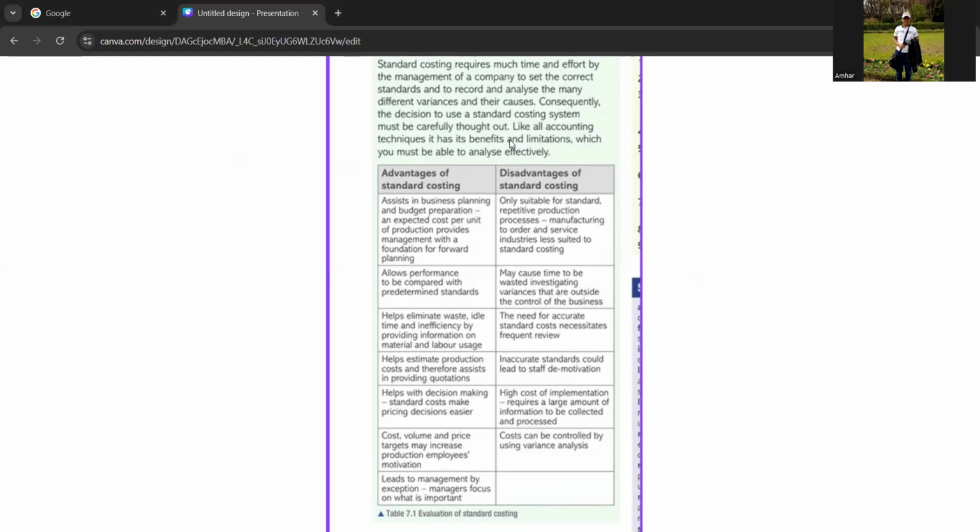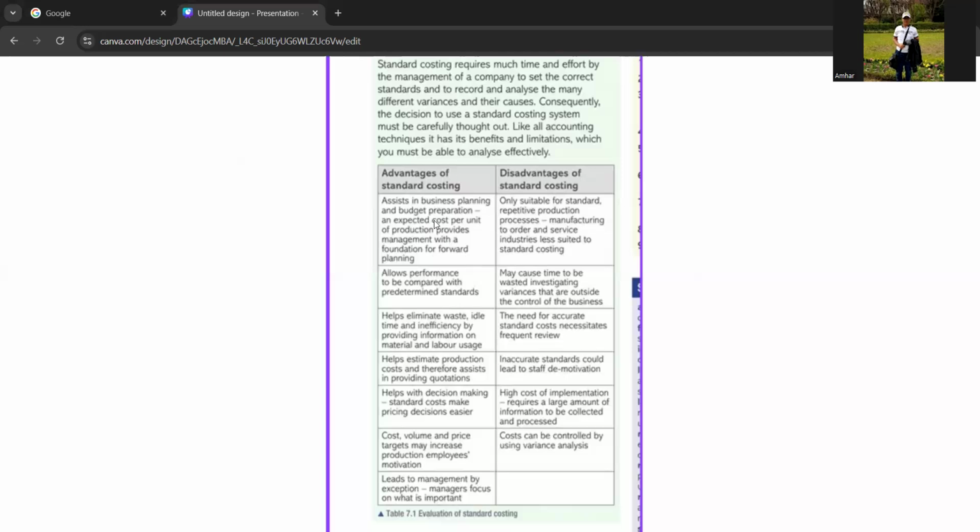Okay, evaluate. Sometimes in questions, they might tell you to evaluate. So you have to know the advantages and disadvantages of standard costing also, because in 2 marks questions or 4 marks questions, they can tell you to list two advantages of standard costing and list two disadvantages. So let me explain this also. For advantages, we can say it assists in business planning and budget preparation, and an expected cost per unit of production provides management with a foundation for forward planning.